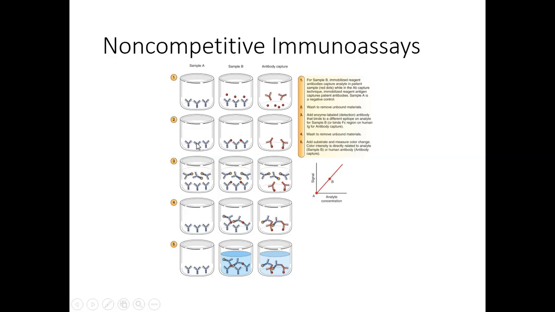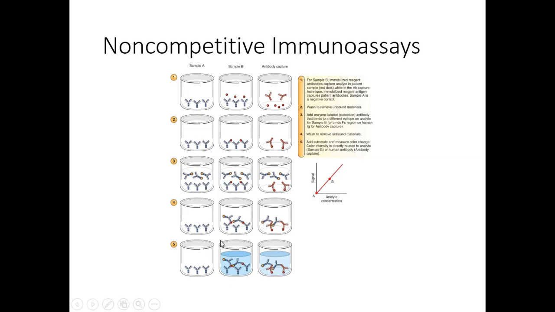But regardless, after that time is up, what do we do? We're going to wash. We're going to wash away any excess. So there's excess antigen here, we're going to wash it away, and we just end up with the complex. We're going to end up with the immobilized antibody with either antigen captured to it or not. Then we add a second antibody, and this is going to bind to a separate epitope of the antigen.